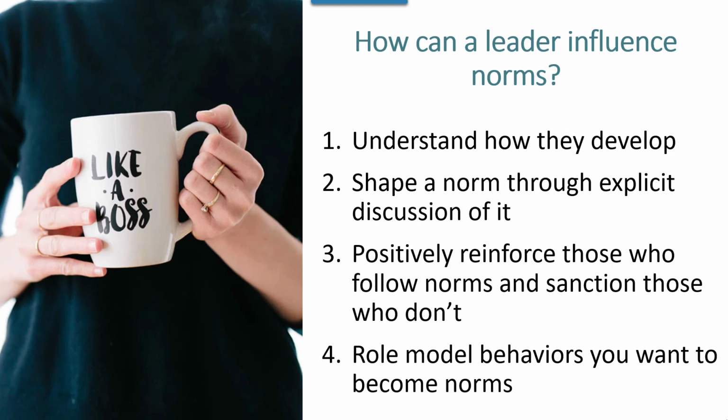What else can you do? You can positively reinforce those who follow norms and sanction those who don't, if their self-correction doesn't happen. This increases the pressure to conform. Positive reinforcement is specifically praising behaviors you want to become norms, like thanking people for arriving prepared and early. Sanctions might not be explicit, like, hey, don't do that.